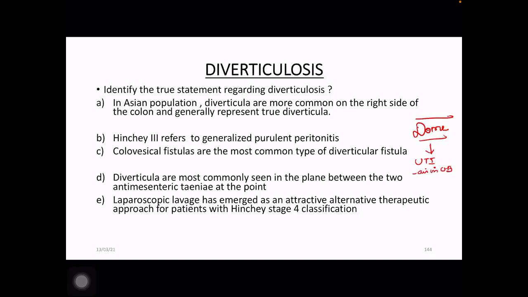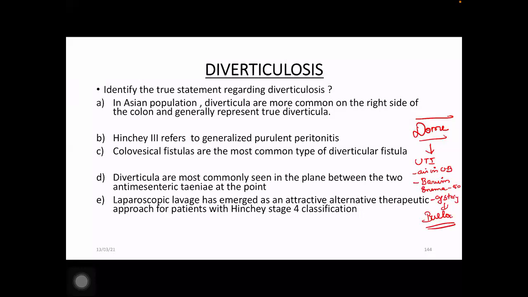So how do you diagnose it? You can do a barium enema. Barium enema will show the colovesical fistula in 50% of cases. And you can do a cystoscopy. At the site of the fistula, you can see a bullous edema. So the colovesical fistula is the most common type of diverticular fistula.